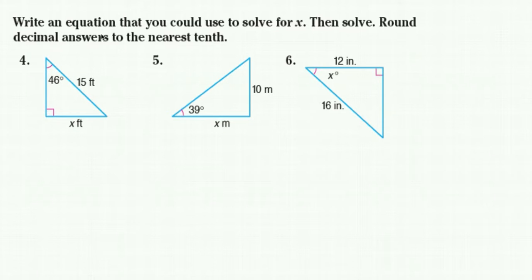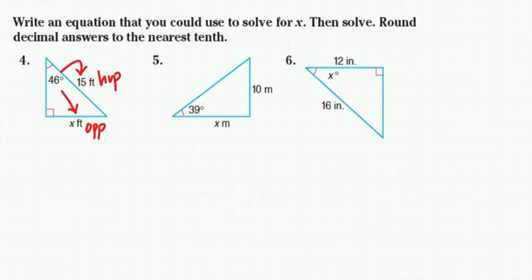Number 4, write an equation that you could solve for x, then solve, round decimals to the nearest tenth. Okay, so you have a right angle right here, number 4, and the angle measures 46 degrees, and you have 15 feet and x feet. The first thing you need to ask yourself is this: how are 15 and x related to 46? We know for a fact that 15 is the hypotenuse and x is the opposite side.